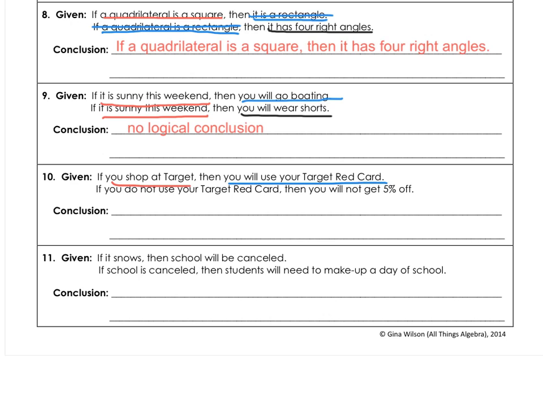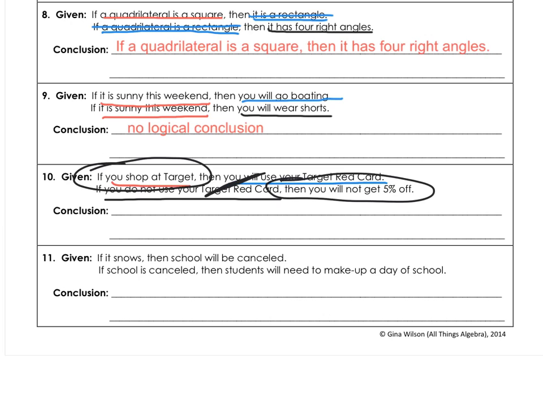Okay, so now when we look at the hypothesis of the next statement, we do not have anything the same, because we're not using the exact same conclusion from the first conditional, because it says you do not use your Target red card. Well, since that is different from the conclusion of the first conditional statement, we cannot make a logical conclusion from this because there's no connection between the two. We don't know exactly what's going to happen if you shop at Target and whether or not you're going to get 5% off, because these two pieces do not equal one another. Therefore, the answer to this is no logical conclusion.